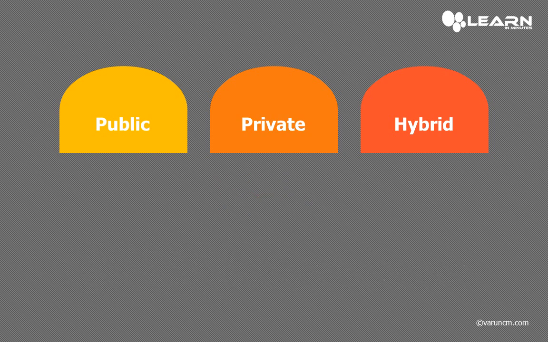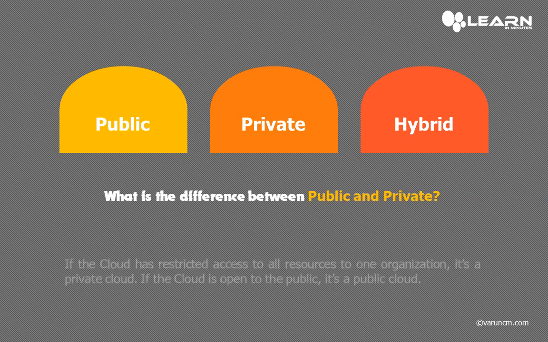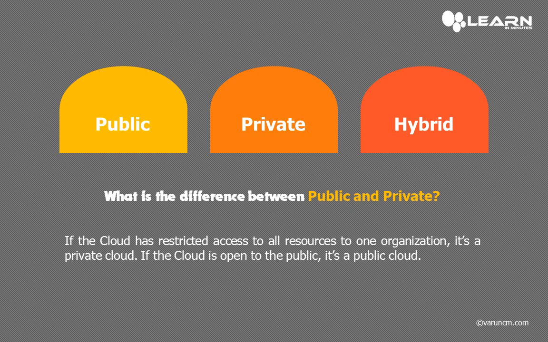What is the major difference between the public and the private cloud? The major difference is that if the cloud has restricted access to all resources for one organization, it is a private cloud. And if the cloud is open to the public, it is called the public cloud.